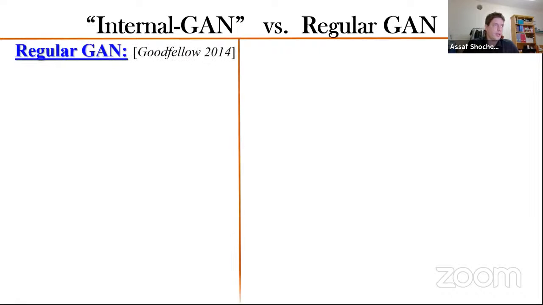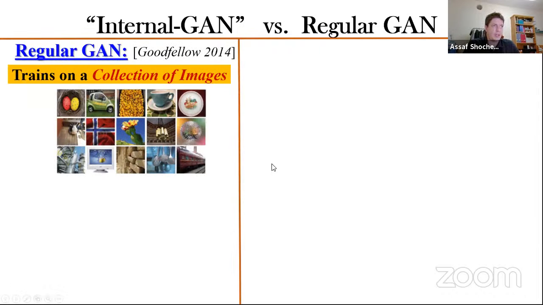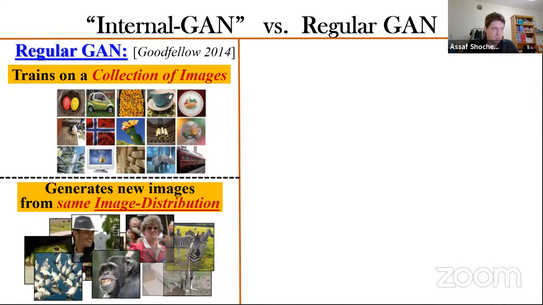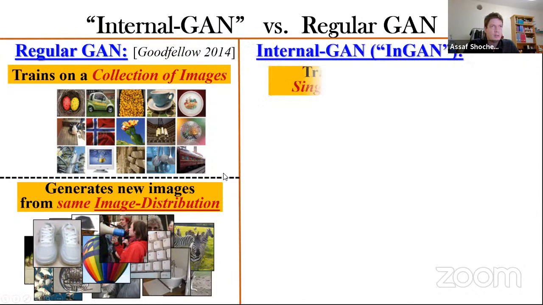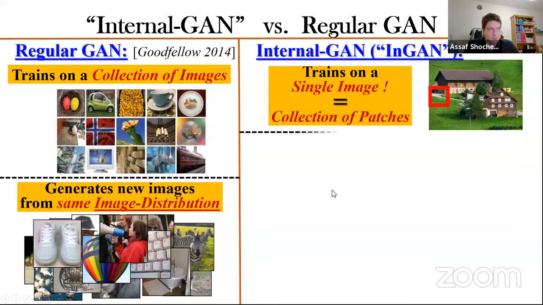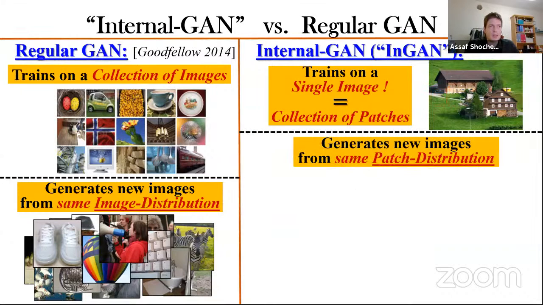As you all know, a regular GAN trains on a collection of images and is then able to generate new images from the same image distribution. On the contrary, internal GAN, or as we refer to it, InGAN, trains on just a single image. But by this time in the talk, you're all aware that a single image is a collection of hundreds of thousands of patches. So we actually have tons of data as long as we train this correctly. And so InGAN generates new images from the same patch distribution.